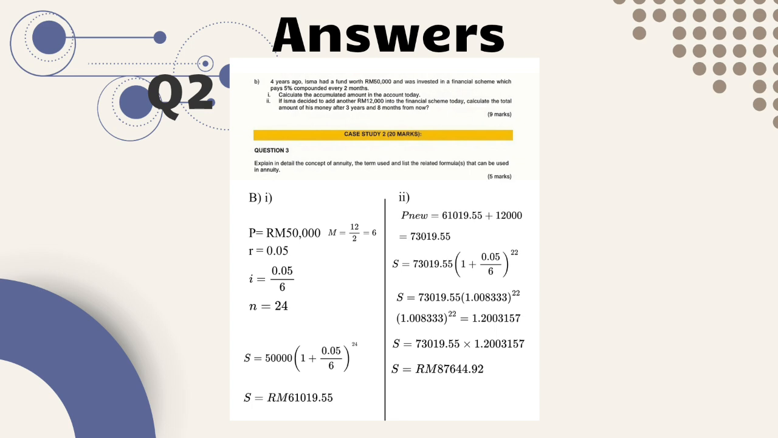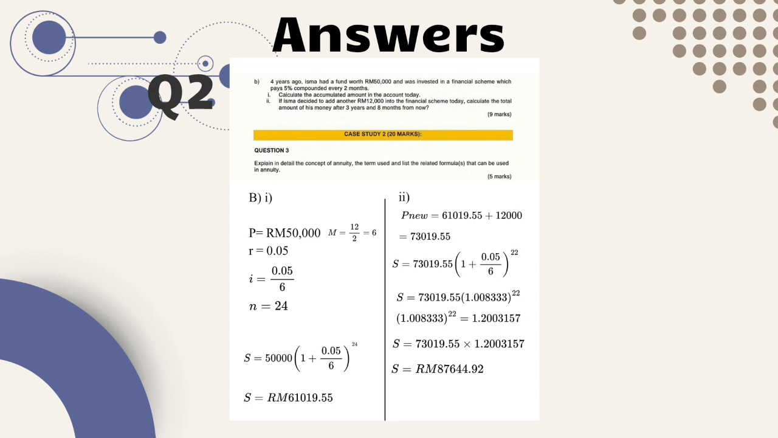To find the accumulated amount, we first extract our variables. We apply the standard compound interest formula, that is, the current amount in Isma's account today is RM61,019.55. Now let's move on to the second part. Isma decides to top up his account by adding another RM12,000. We need to find his total money 3 years and 8 months from now.